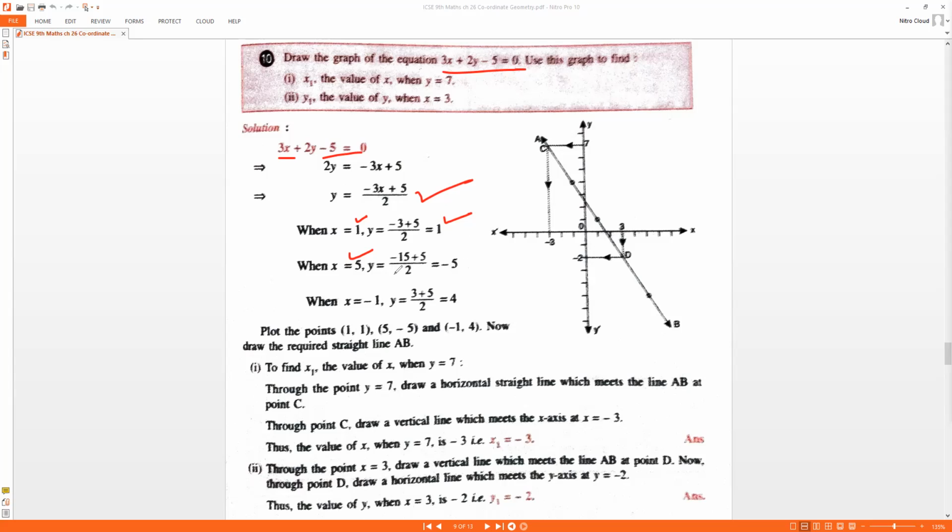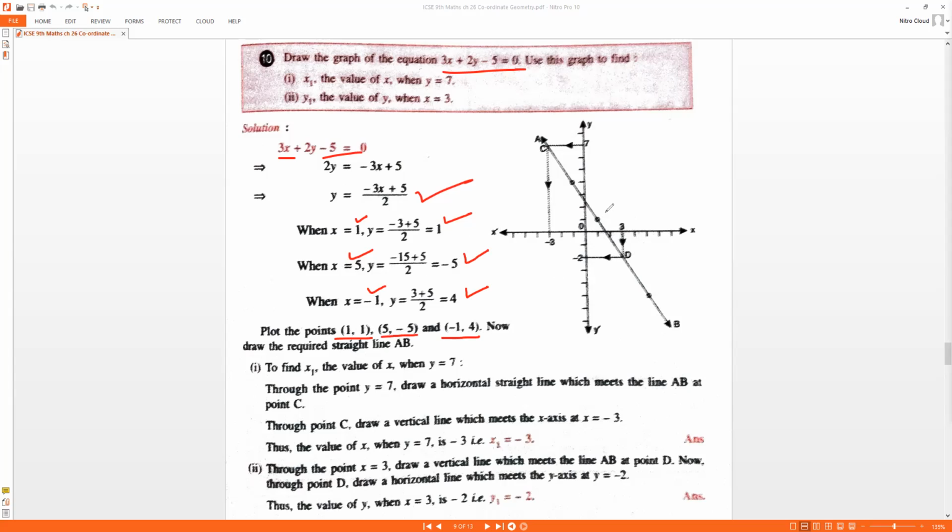Okay. All right. So here for x is equal to 5, you get y is equal to minus 5. For x is equal to minus 1, you get y is equal to 4. So the points are 1 comma 1, 5 comma minus 5, minus 1 comma 4. So these are the points.